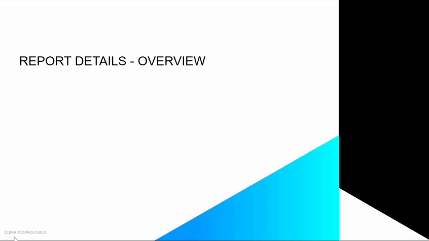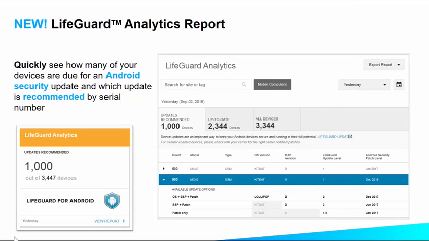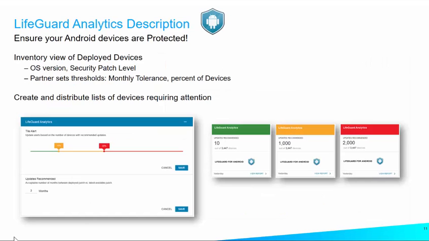So let's take a look at some of the new reports that are coming out in more detail. Lifeguard Analytics. We all know that with Android devices, it's going to be very important to make sure that those devices are updated from a security patch perspective. The new Lifeguard Analytics report is designed to show you how many of your Android devices in your operation are due for a security patch update and what update is actually recommended. The Lifeguard Analytics report actually has the capability of visual alerting, much like what you're used to today if you use our visibility dashboard.